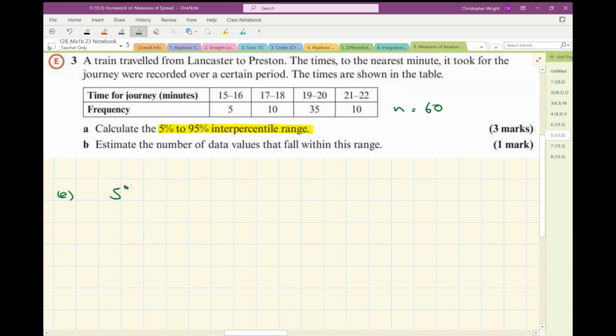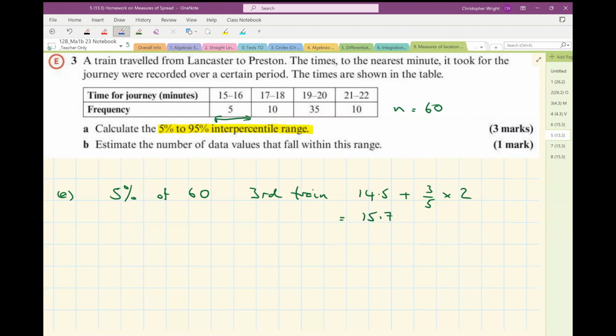Right, so the 5%, well, 5% of 60, we're interested in the third train. How long did the third train take? Well, it's in this first interval, which starts at 14.5 minutes, and it is going to be 3/5 along the way of that interval, and the interval is 2 minutes long. So that third train, assuming these 5 trains are equally distributed in that class, the journey time is 15.7.